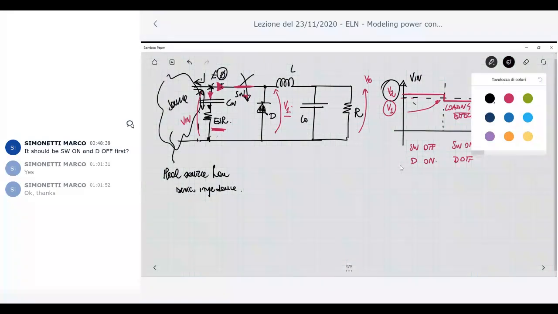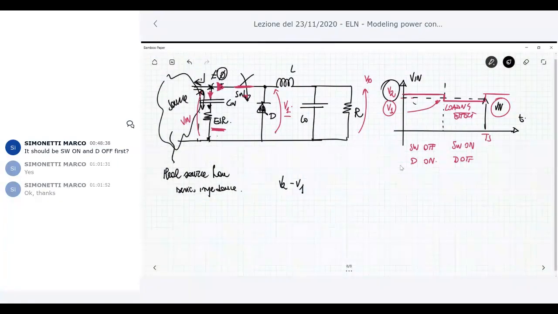What is the difference between V2 and V1? The difference is due, in practice, to the presence of the ESR resistor here. If you have no ESR, so you have a short circuit here, then the input voltage is always constant at the voltage V in. Since we now have the ESR, this ESR is responsible for this difference, V2 minus V1. So ESR, and the current that flows through it, makes this difference, the current that flows here.